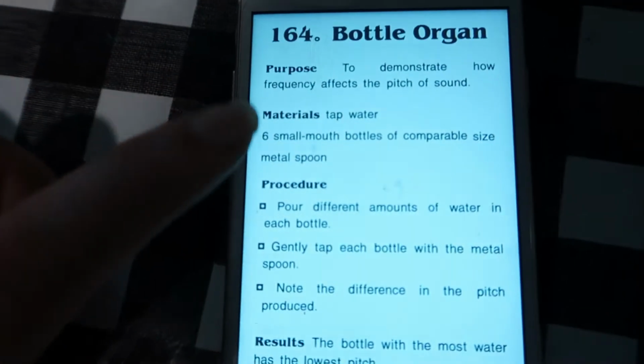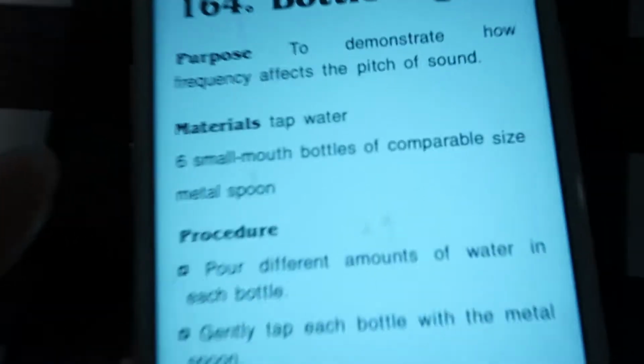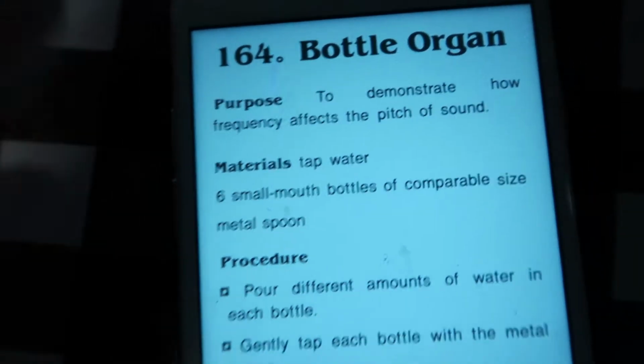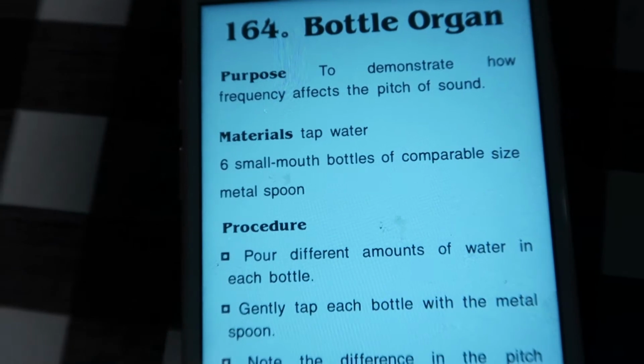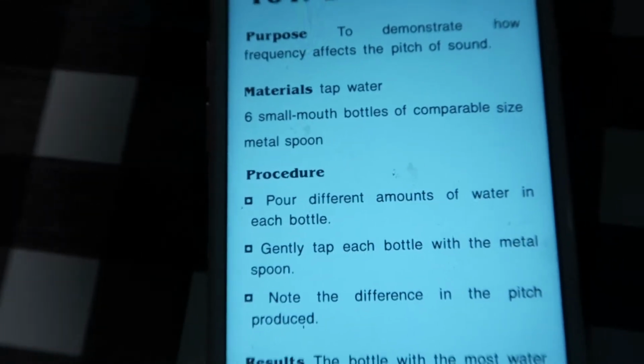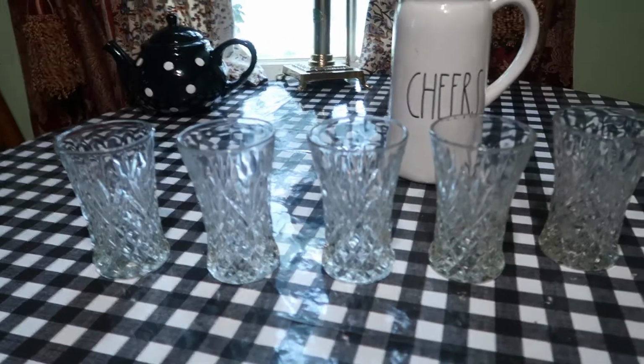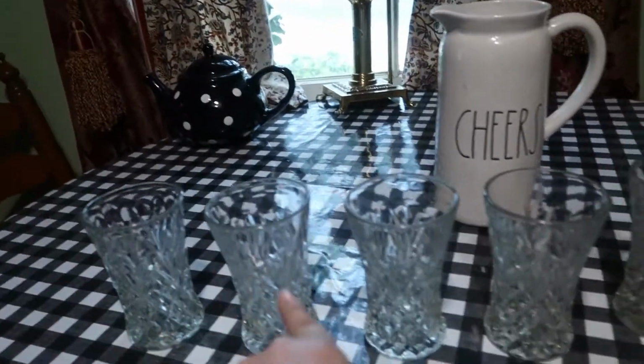Alright, so according to our experiment, the purpose is to demonstrate how frequency affects the pitch of sound. You're going to need a few materials: 6 small-mouth bottles of comparable size, or cups, and a metal spoon. Okay, so I have my 6 different cups.